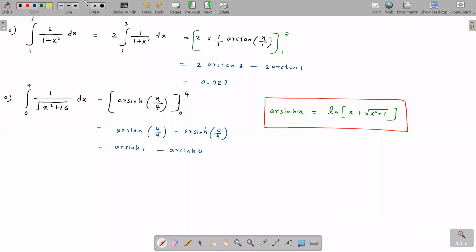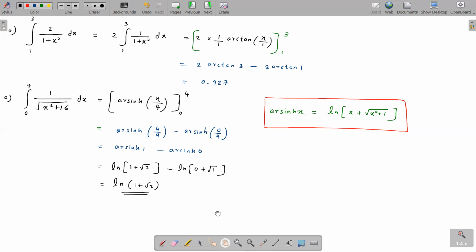So giving our answer finally, arsinh 1 means x is 1. ln of 1 plus root 1 square plus 1, which is root 2, minus arsinh 0, ln of 0 plus root 0 square plus 1, which is root 1. So basically I end up getting here ln of 1 plus root 2 minus ln 1. ln 1 is 0. Root 1 is 1, ln 1 is 0. So this is our answer, ln of 1 plus root 2.